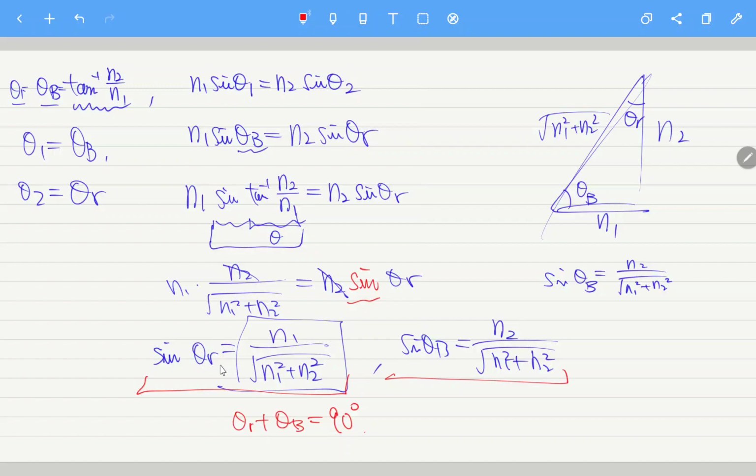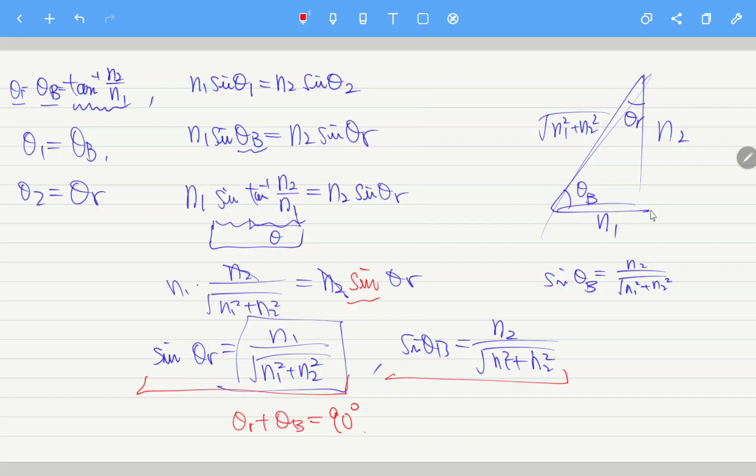But here, if it is correct, sine of theta out should be n1 over the square root of n1 squared plus n2 squared, which means that theta out should be this angle. Theta out should be this angle. This is n1 over the square root of n1 squared plus n2 squared.